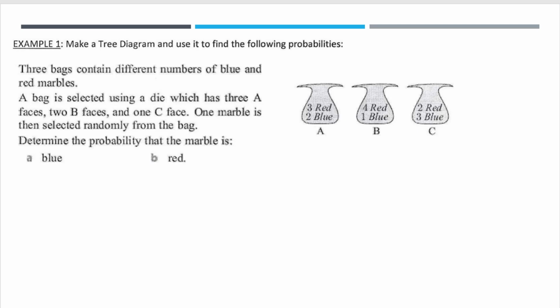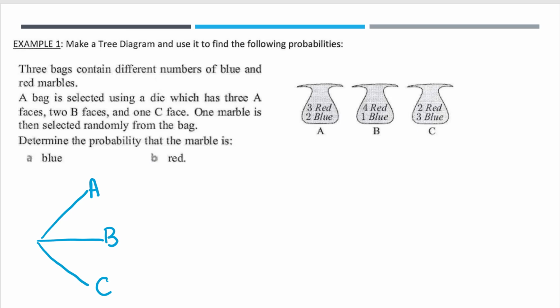So it's not the same as a coin where we have that theoretical probability where we know that a coin has a heads and a tails. We have experimental probability here where we're told what the odds are of picking any specific event. So we'll start with picking the bag. We have 3 different options. We have bag A, bag B, and bag C.